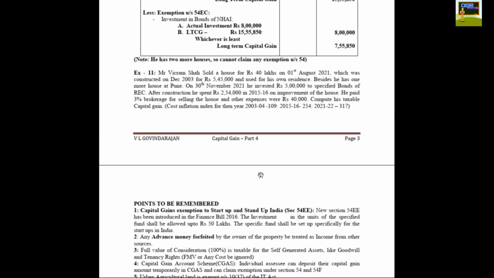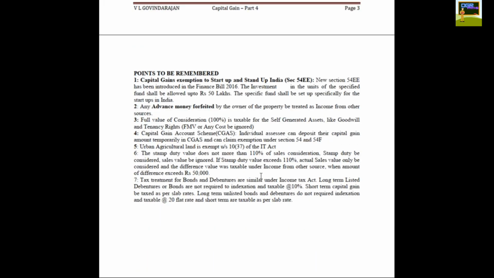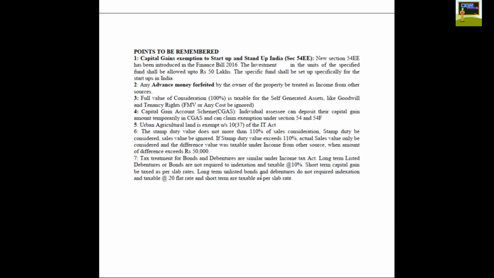Now, very important points to be remembered in capital gain. Capital gain exemptions for start-ups in India, Section 54EE. New Section 54EE has been introduced in the Finance Bill 2016. The investment in the units of the specified fund shall be allowed up to 50 lakhs. The specified fund shall be set up specifically for start-ups in India.